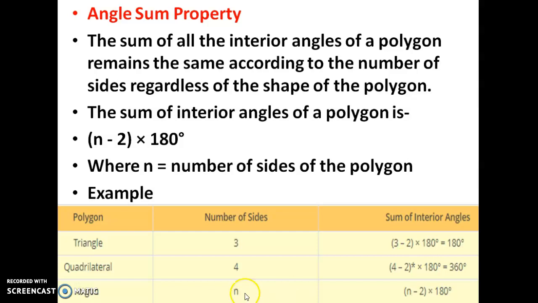Suppose let us take a quadrilateral. A quadrilateral means a square, a rectangle, any 4-sided figure. So 4 sides are there, so you put (4 minus 2) into 180. 4 minus 2 is 2, 2 into 180 is 360 degrees. Suppose you have a square. In a square each angle is 90 degrees, so 4 into 90 is equal to 360. So for n number of sides, it is (n minus 2) into 180.